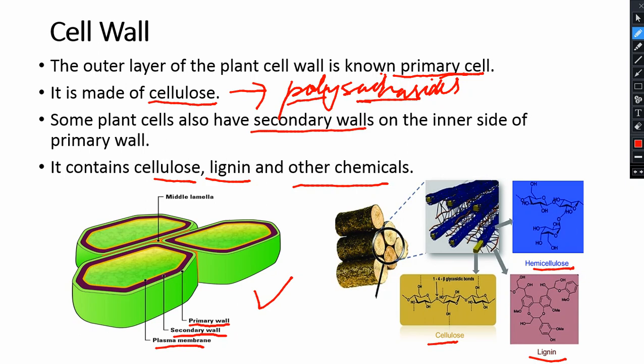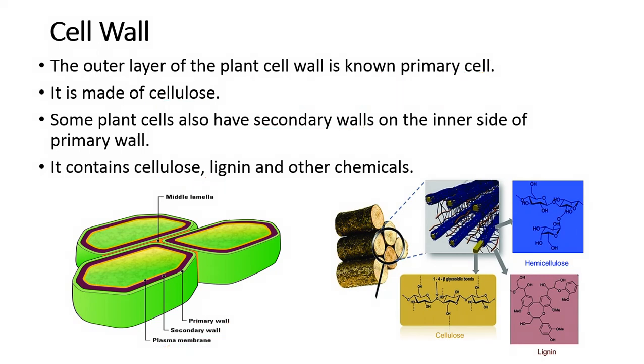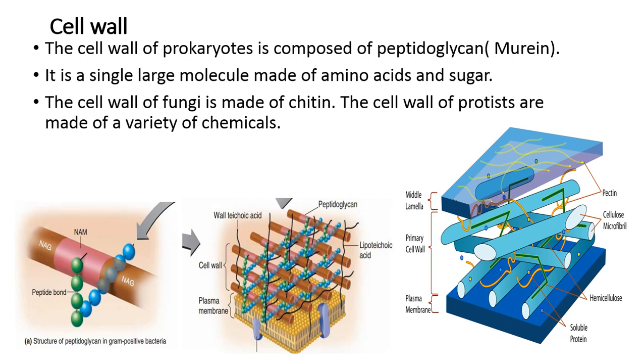Now let's move forward. The cell wall of prokaryotes is composed of peptidoglycan, which is known as murein. It is a single large molecule made up of amino acids and sugar. The cell wall of fungi is made up of chitin. The cell wall of protists is made up of a variety of chemicals. The cell wall which is present mostly in prokaryotes, or bacteria, is made from peptidoglycan, also called murein. Now what is peptidoglycan?